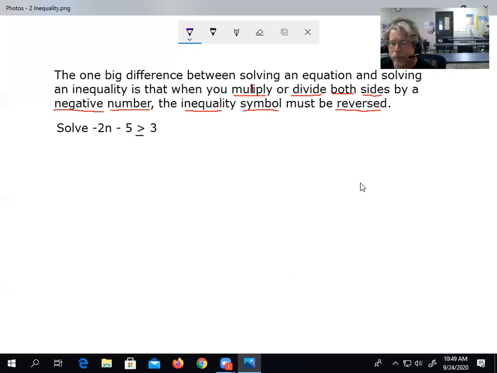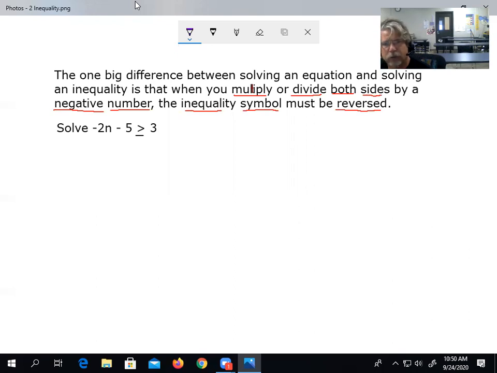So continuing on, solving an inequality is very similar, like I said, to solving an equation, but there is also one big difference. The one big difference between solving an equation and solving an inequality is that when you multiply or divide both sides by a negative number, the inequality symbol must be reversed. So that's one little stipulation. So let's look at this example here and solve this inequality for n.